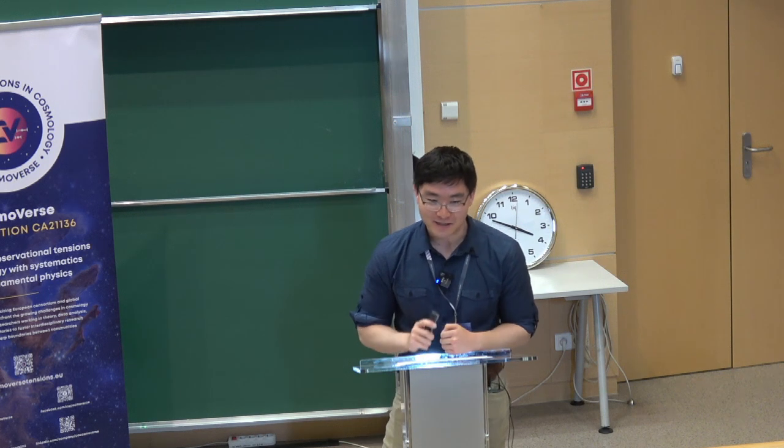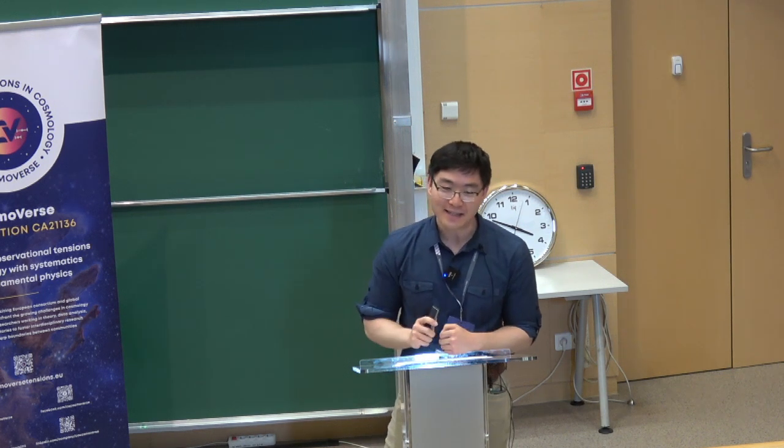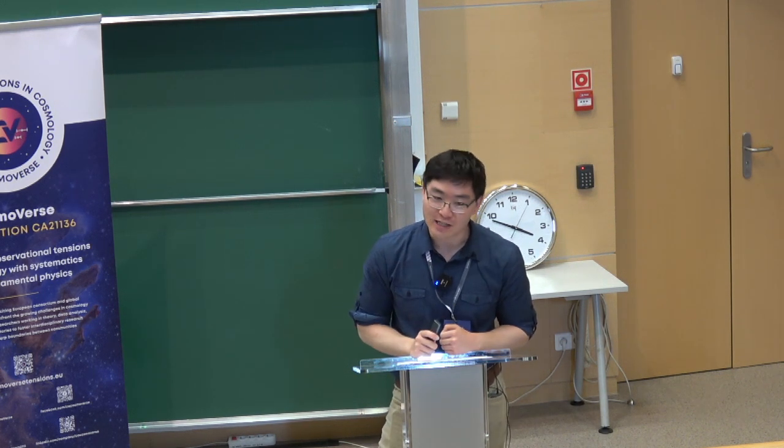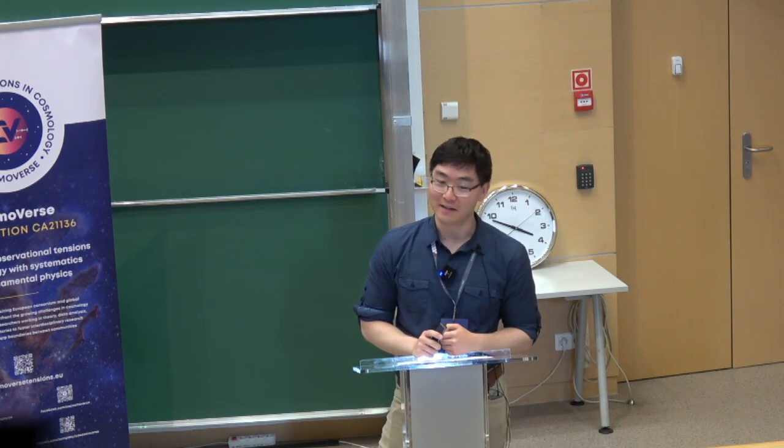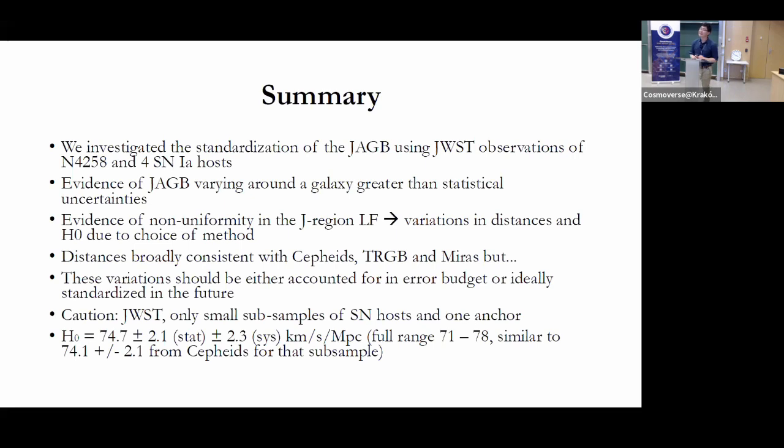And so just to wrap up really quick, in the study we did investigate the standardization of the JAGB, and we found evidence of field-to-field variations as well as non-uniform asymmetry in the J region luminosity functions. And this causes variations in the distance and H0 measurements. Now, we broadly do see agreement with Cepheids and TRGBs, although the uncertainties are very large.